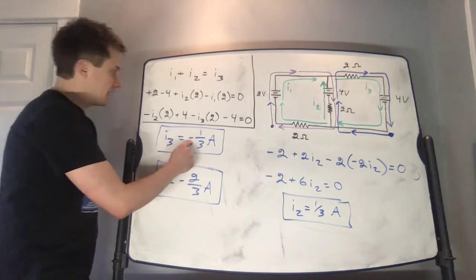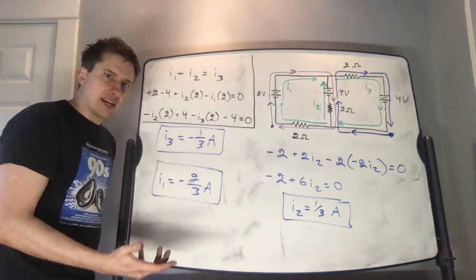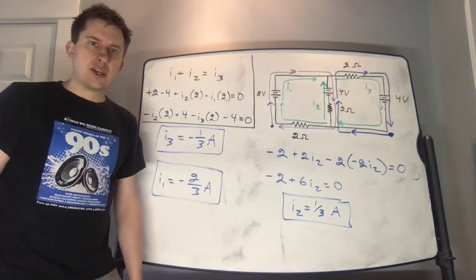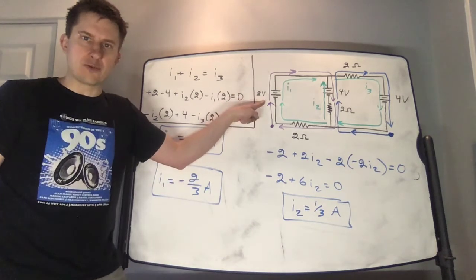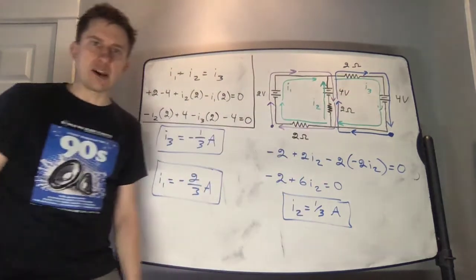Currents I1 and I3 are both negative numbers. That indicates that our guess for the direction that these currents flow was wrong. Current I1 is actually going to be flowing downward through the 2 volt battery, and current I3 will actually be flowing upward through the 4 volt battery.